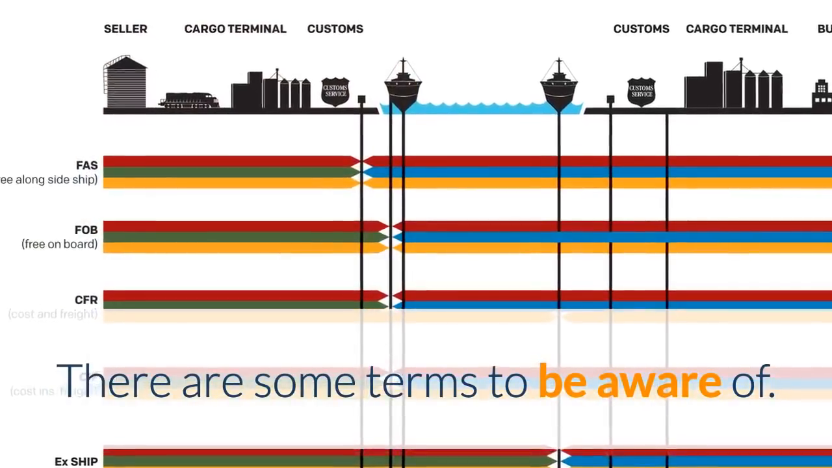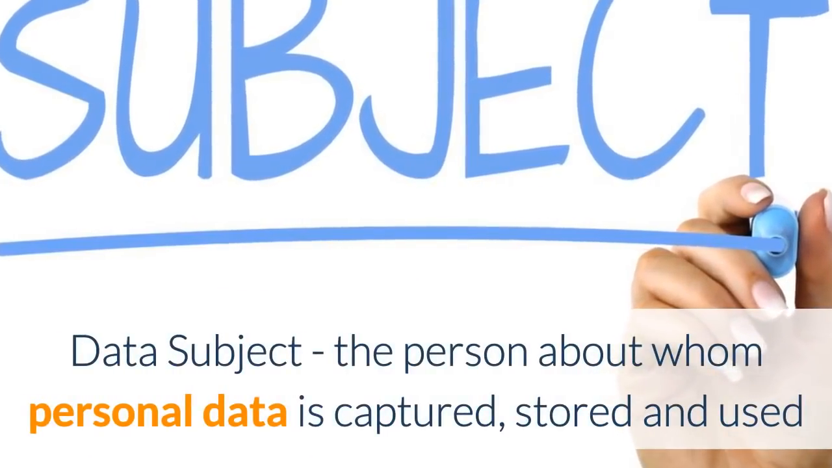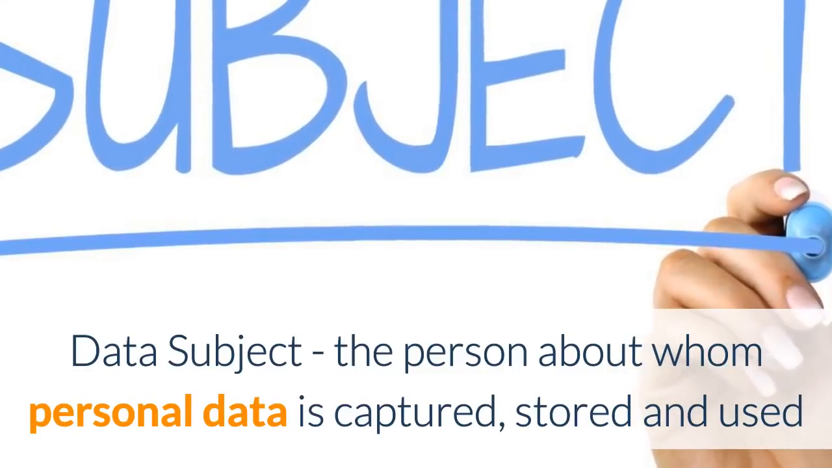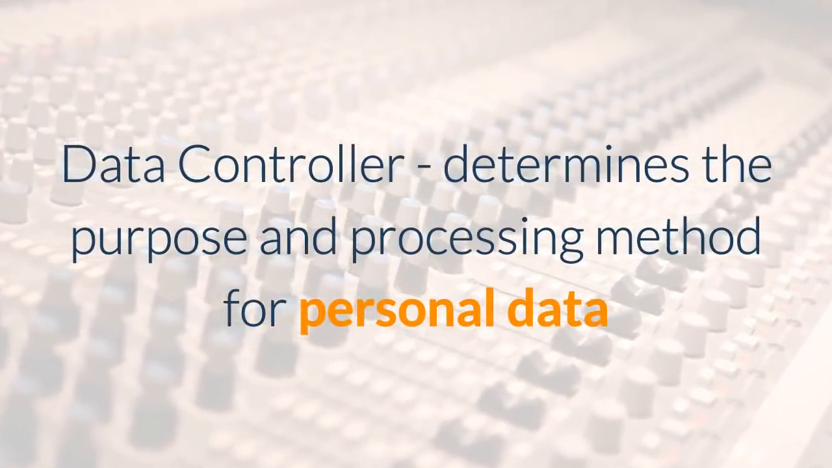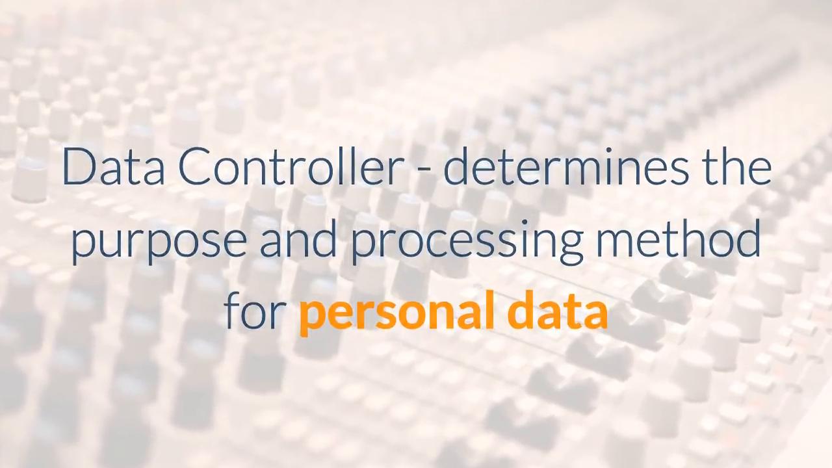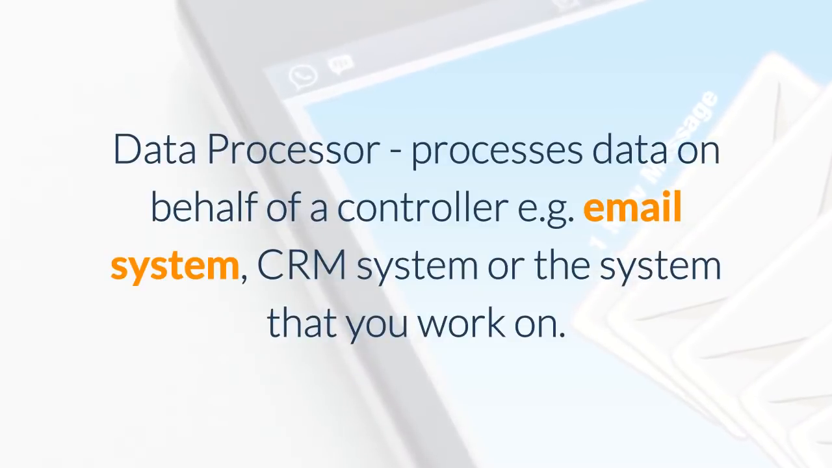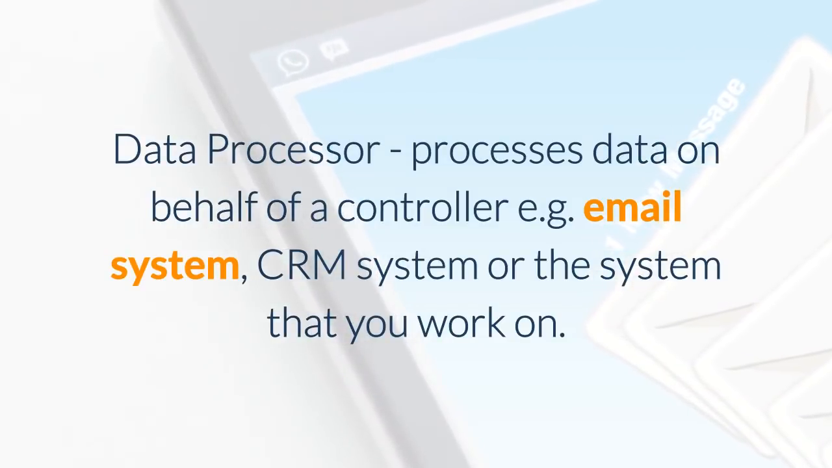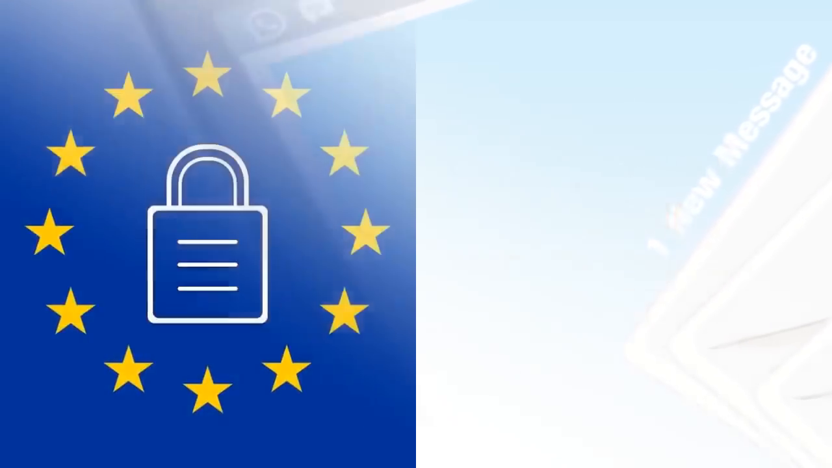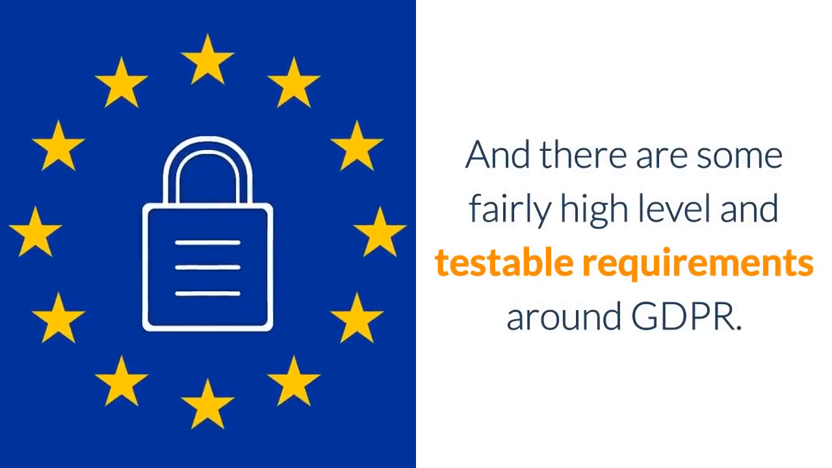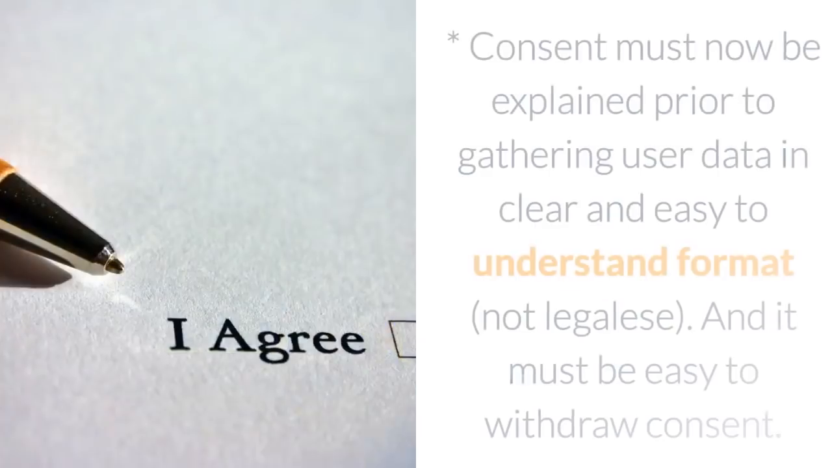So there are some terms to be aware of. The data subject is the person about whom personal data is captured, stored, and used. The data controller determines the purpose and processing method for personal data. The data processor processes data on behalf of a controller, your mail system, or your CRM system, or the system that you work on. And there are some fairly high-level and testable requirements around GDPR.